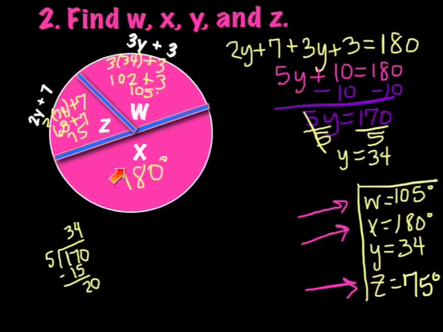So we were able to find angle X, knowing that this was half of a circle, so that made it 180 degrees. Then we found W and Z by finding Y. So in order to find Y, we had to realize that this was the other 180 degrees. So we set up an equation. We went through, solved for Y. Once we had Y, we plugged it in, and that gave us this arc, which was 105, which made this 105. Then we plugged 34 in here and got this arc to be 75, which made Z 75. Okay, hope that helped.